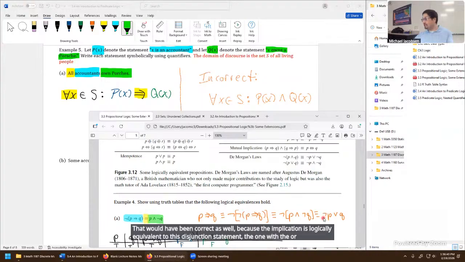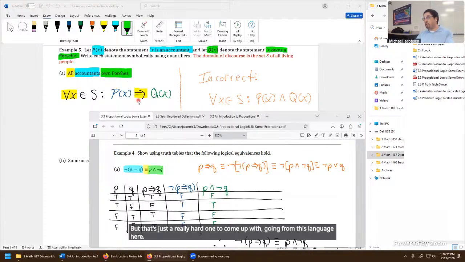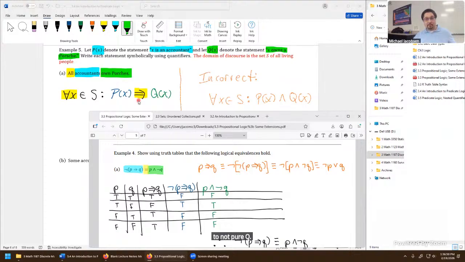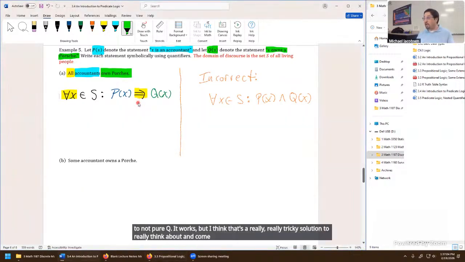We could prove that by doing the same thing we did on this problem, truth tables. All truth assignments for P implies Q are identical for not P or Q, but that's just a really hard one to come up with, going from this language here to not P or Q. It works, but I think that's a really, really tricky solution to think about and come up with. Yet some people have. I've had an exam question that was similar to this one, and people just felt that was what made the most sense, and they were absolutely right.